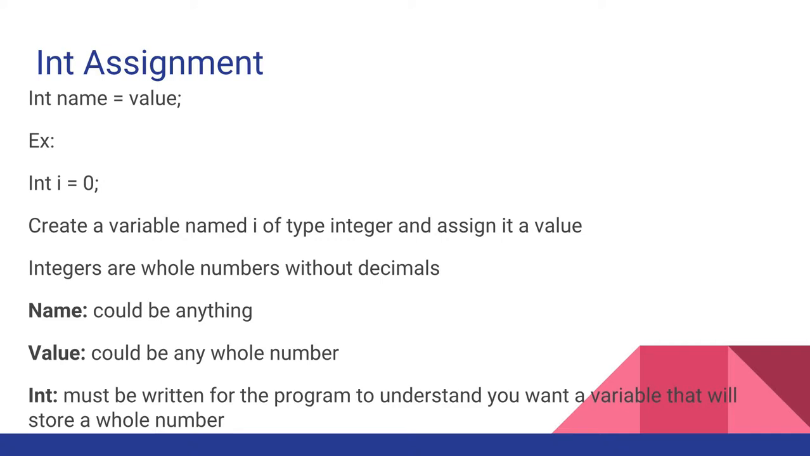Integers are a data type used by programmers to store whole numbers. To create an integer, you write int, then the name of the integer, and then the value that you're going to assign to it. So the name could be anything, the value could be any whole number, and int must be written for the program to understand that you want a variable that will store a whole number.